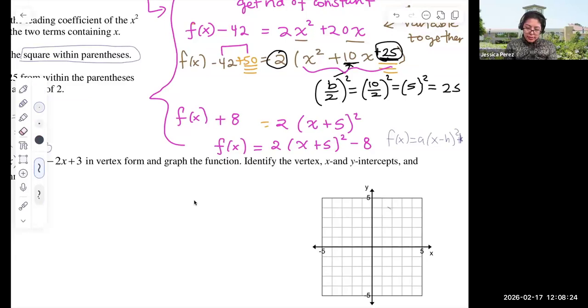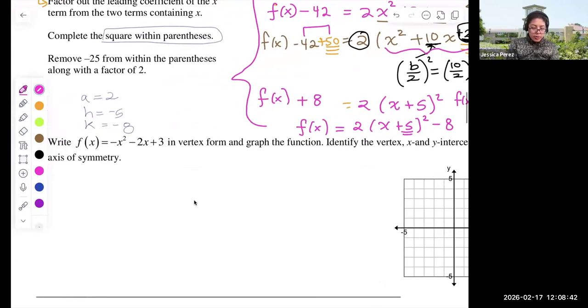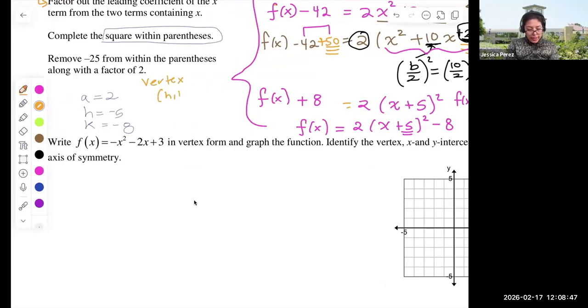Let me fix this. This is now in the format f of x is equal to a times x minus h squared plus k, where, again, negative h is 5. That means h is negative 5, and k is negative 8. So my vertex in this question is h comma k, which is negative 5, negative 8. That means x is equal to negative 5, that's my axis of symmetry. And my a is 2.